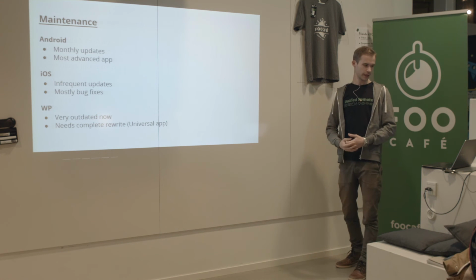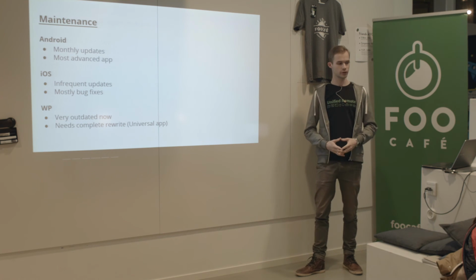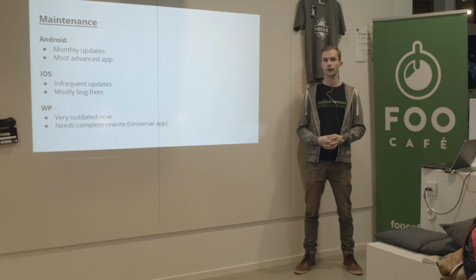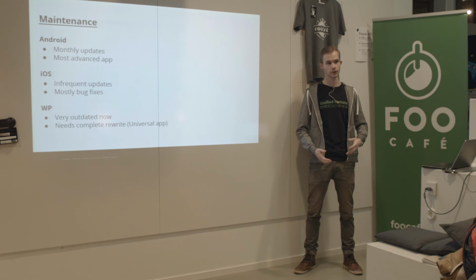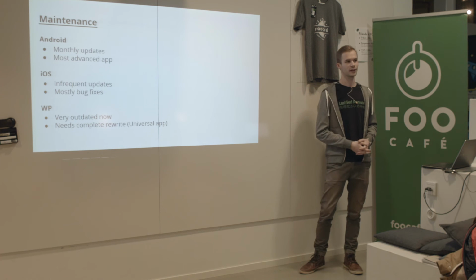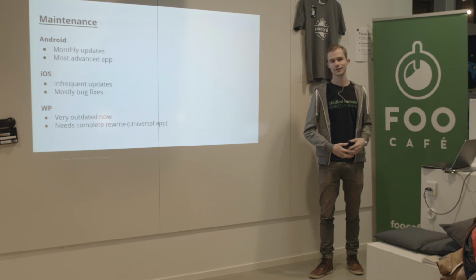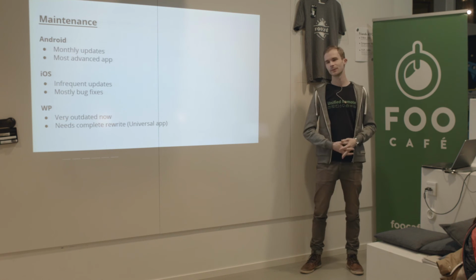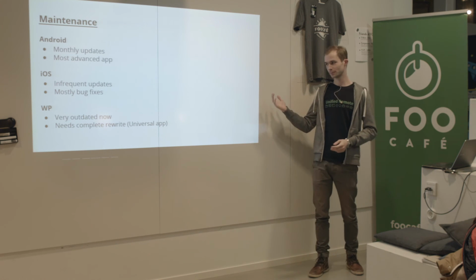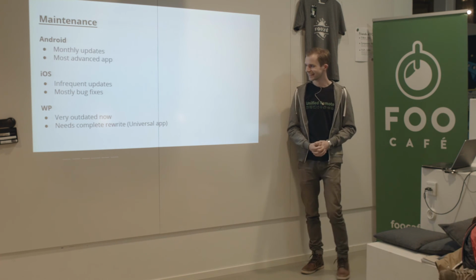All right, so in terms of how we actually maintain our apps, we see the Android app as our flagship app. It's the one that we release monthly updates for. It's by far the most advanced in terms of features of all our apps. iOS, since neither me nor my co-founder are big iOS guys, we don't use iPhones, it just tends to become a bit more like, we'll release an update when we have some bugs to fix. And Windows Phone, I don't think we've released an update for over a year. I'm surprised it still works.